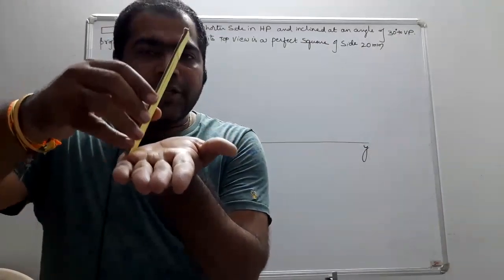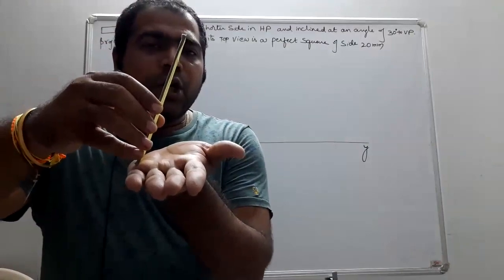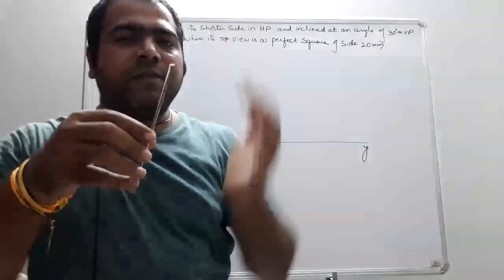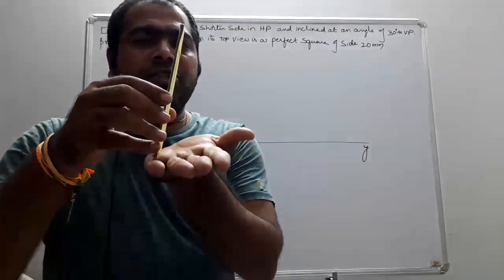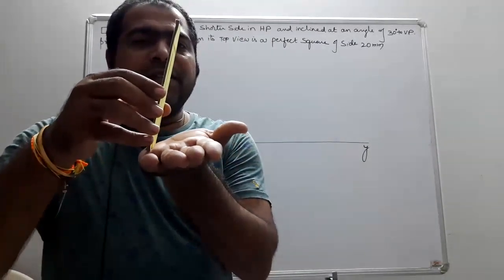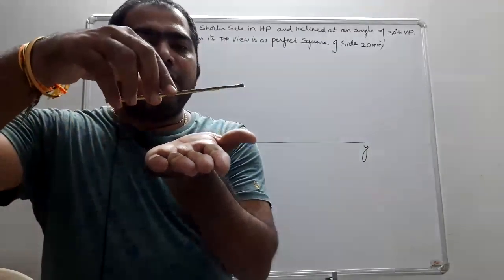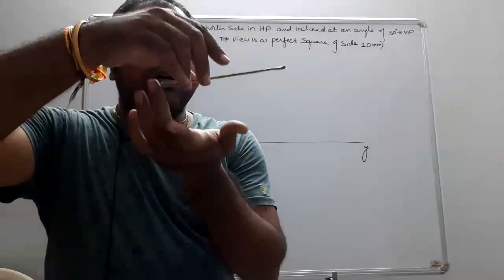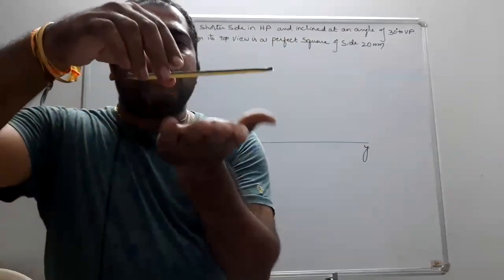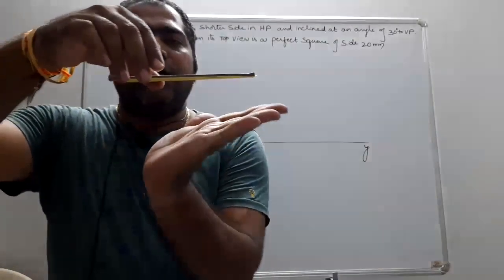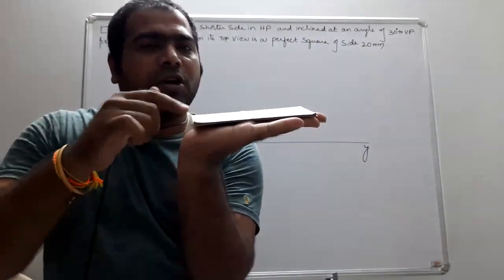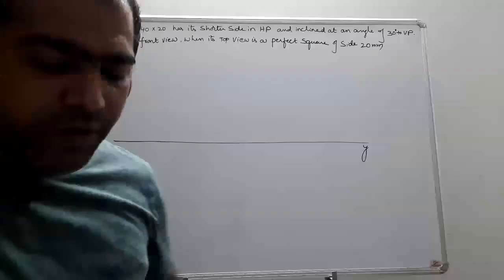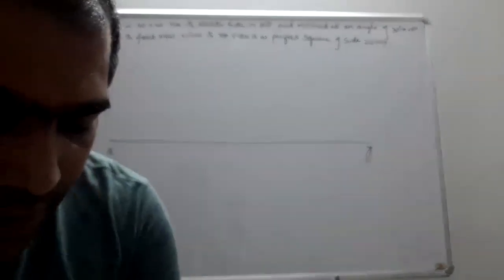the surface is inclined to HP, then only you are going to obtain the top view as a perfect square, right? So what was the simple position? Let us assume your plane surface is parallel to HP. But our condition is what? Shorter side on HP. So let us consider your plane surface is lying on HP. That means the shorter side is also on HP. So the top view gives the true size and shape.